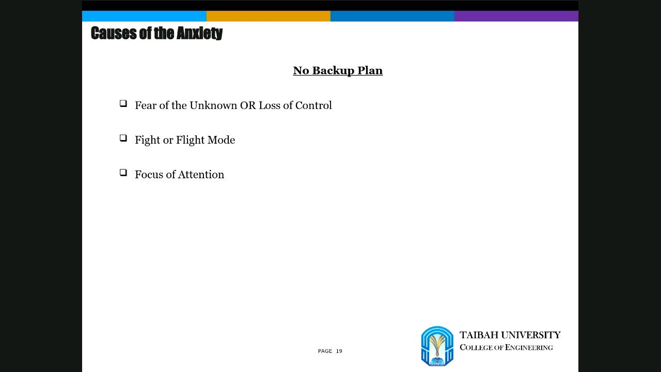So anxiety, when is it gonna happen? How is it gonna happen? When you have no backup plan. So when you have no backup plan, what happens first? You're gonna fear. You're gonna lose control. After that, you're gonna fight for yourself. Fight, like you're gonna move the slides quickly, maybe say some wrong information, and you're gonna lose the focus of attention in your slide. So make sure you have a backup plan. Card, small card. That's very effective.